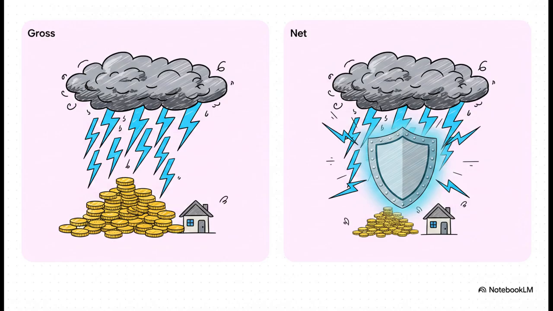You must report PML on both a gross and a net basis. This shows investors exactly how much risk you're transferring away. Gross PML is your raw exposure before any help arrives. Net PML, on the other hand, is the reality after your catastrophe reinsurance policies kick in.